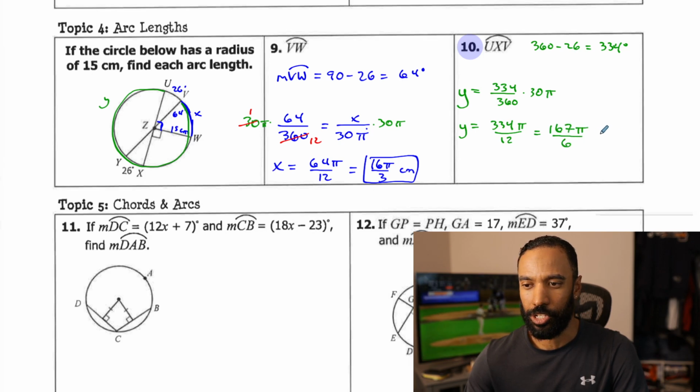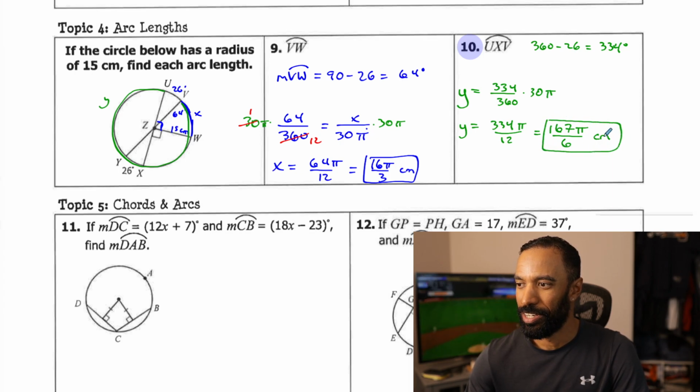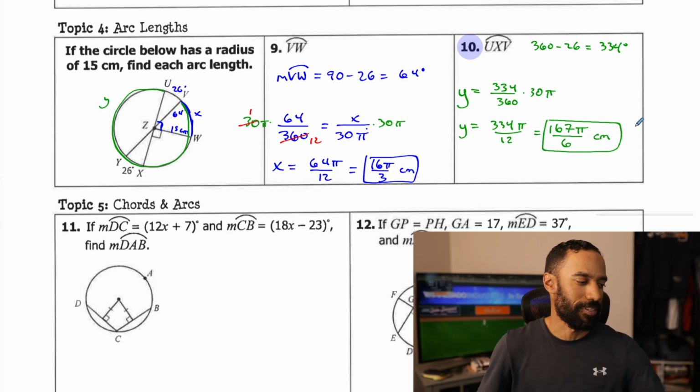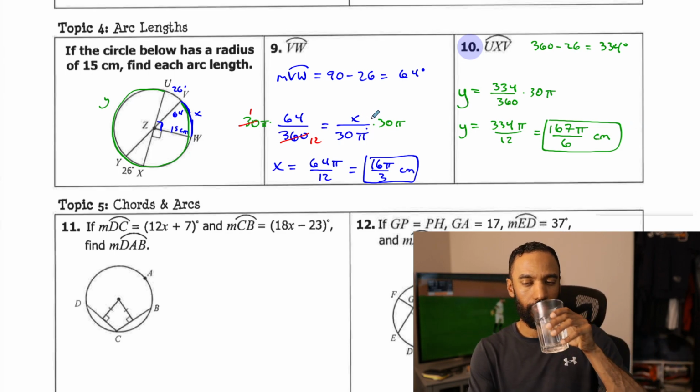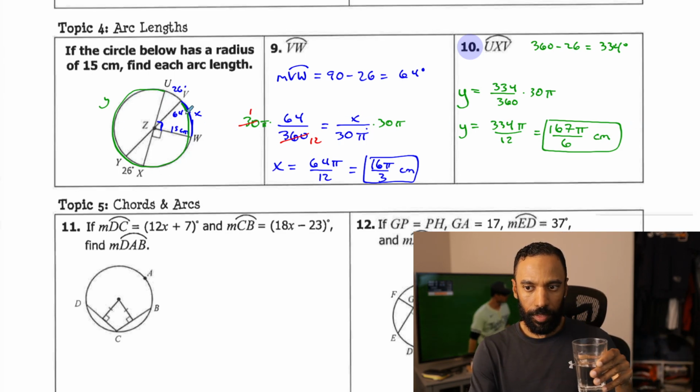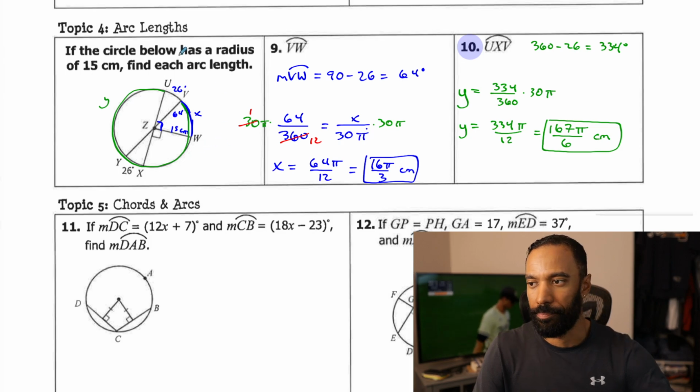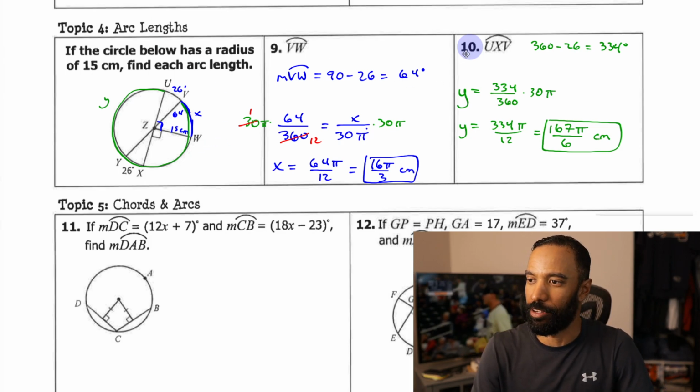Now I feel more like I should get the rounded answer for that kind of thing. But that's super long, right? But it works. It works for that length. All right, that's numbers 9 and 10. Let's go to topic 5 on chords and arcs.